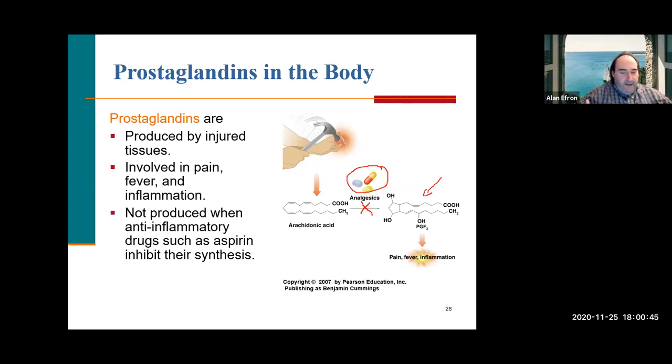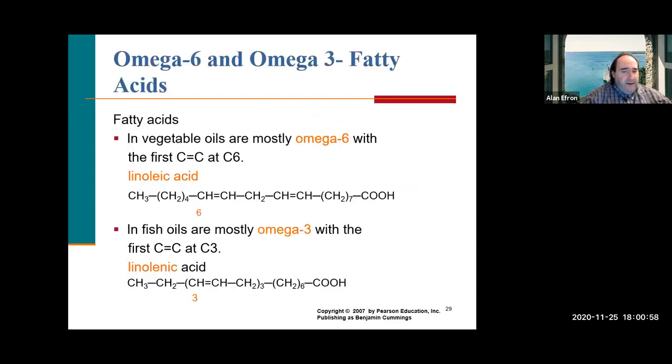So prostaglandin is really a fatty acid. It has a pretty long chain, and again, has a trans bond that's happening there. Again, basically produced as a result of injury or inflammation there in the body.